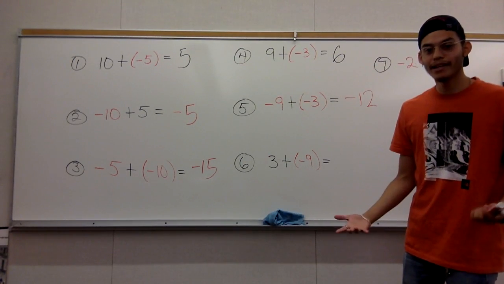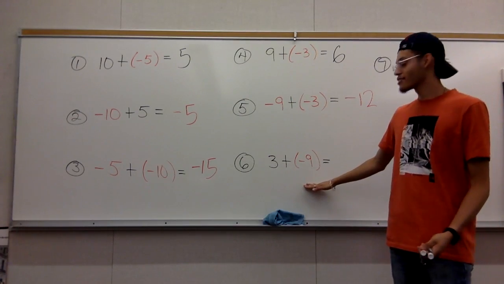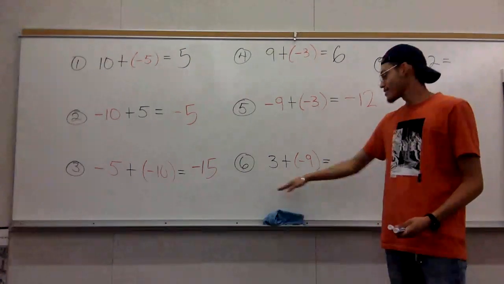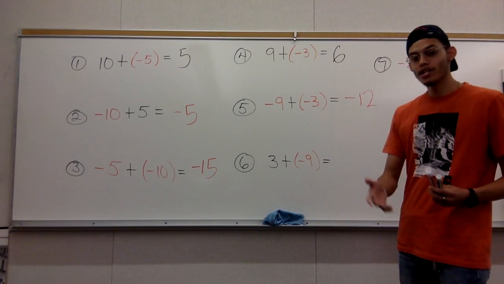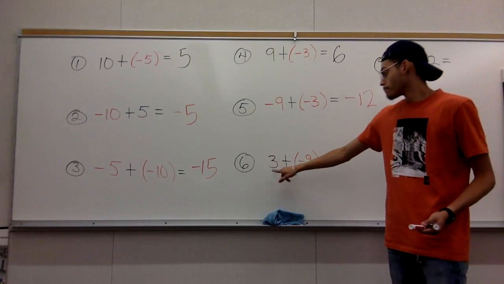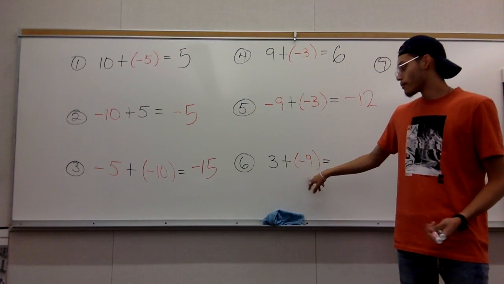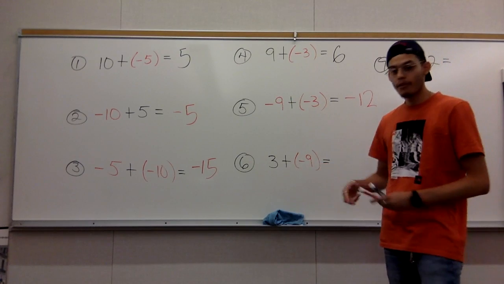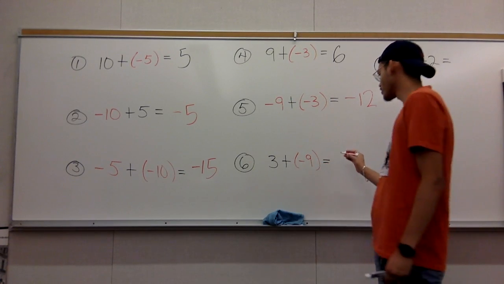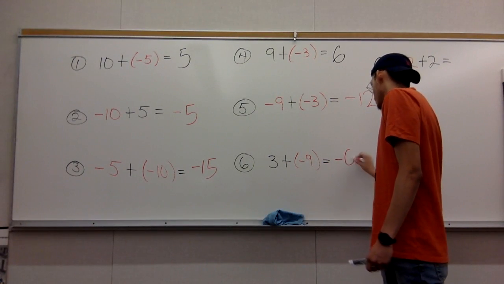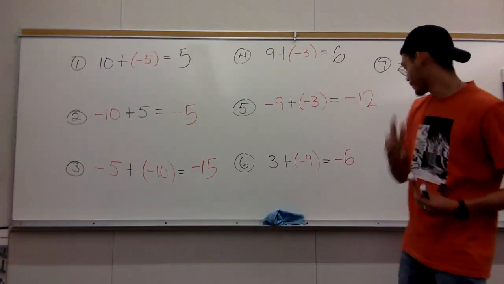Number 6, if I have $3 in my pocket and I owe you $9, I'm not going to be able to pay you back completely because I don't have $9 in my pocket. I only have $3 and I owe you $9. How much am I still going to owe you? You basically subtract the two numbers and you put the sign of the bigger one. I would still owe you $6.